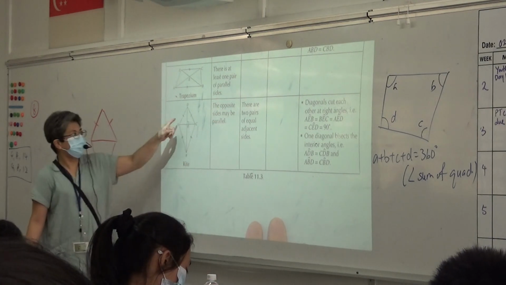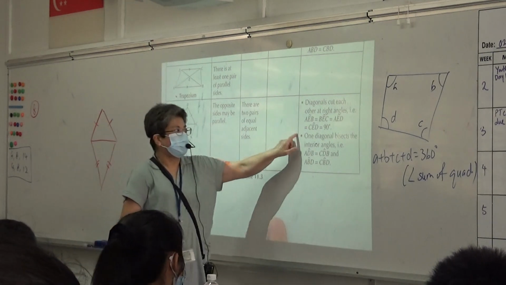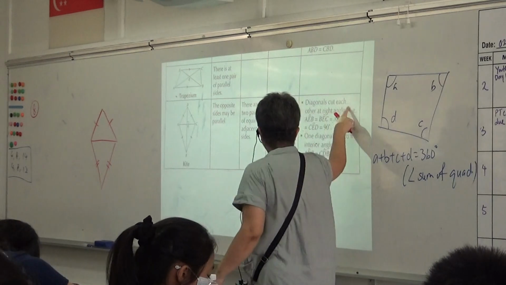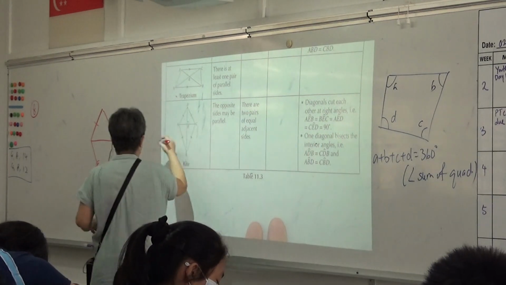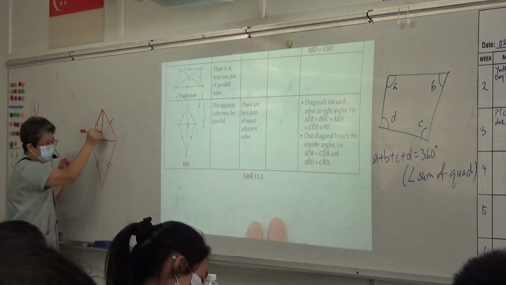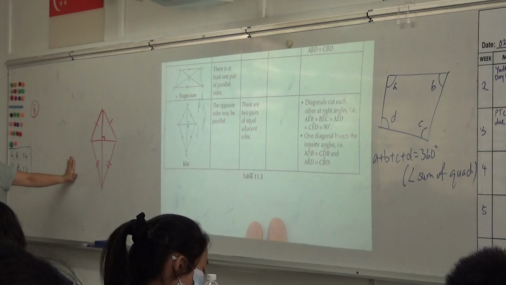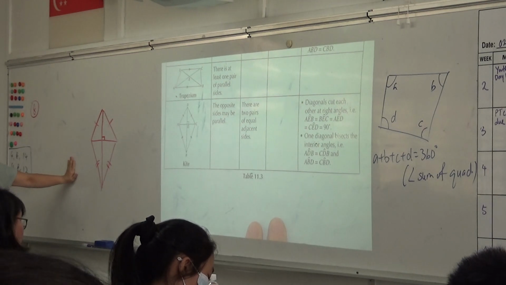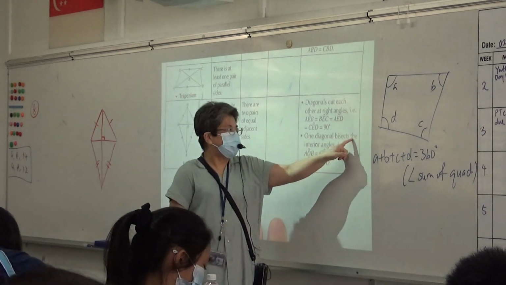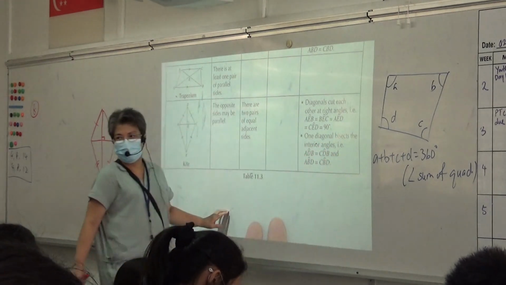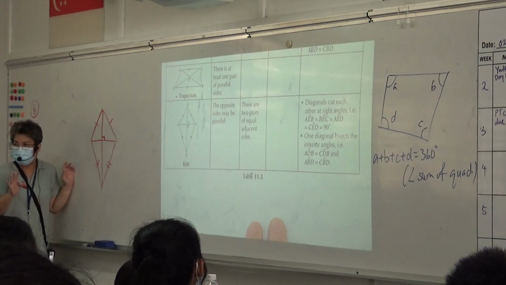All of you look up. This is equal to this, and this is equal to this. Then this one is important: the diagonals touch each other at right angles. That means for a kite, the diagonals will be at right angles. Is that clear? And also, one diagonal bisects the interior angles. Bisect means divide into two equal halves, right?